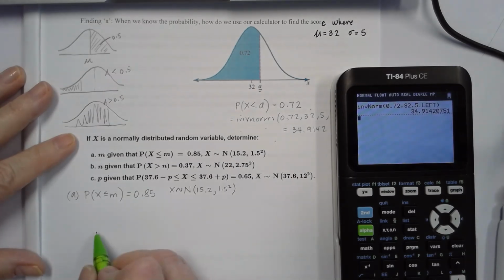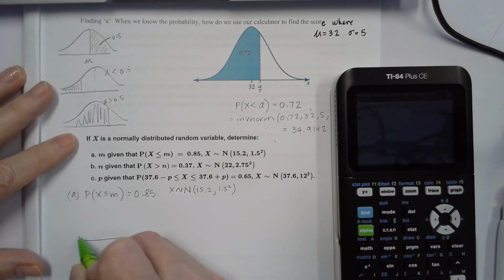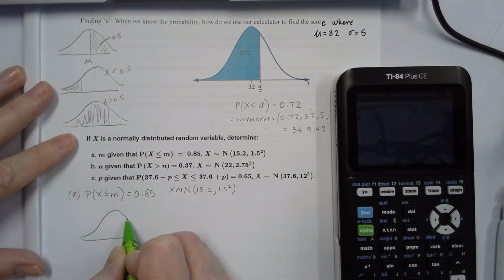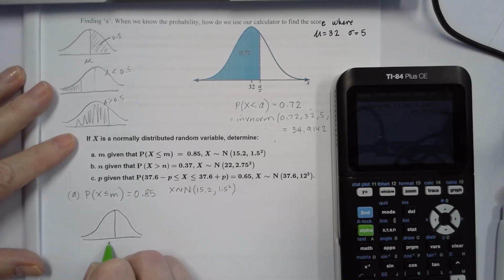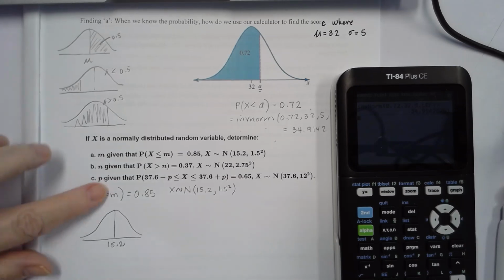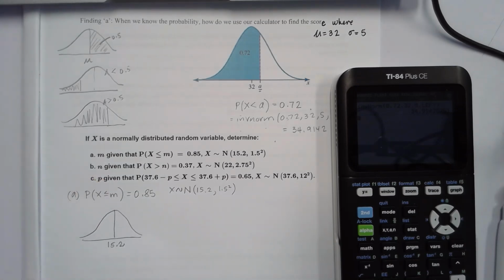Okay, so the first step I'm going to take is to draw a picture, because I want to know what I'm doing and I want to know if my answer looks right when I'm done. And I'm going to go like that and go 15.2 for the mean. And then I need the probability that I am to the left of M, right? That says to the left of, to be 0.85. So where am I going to put the M?